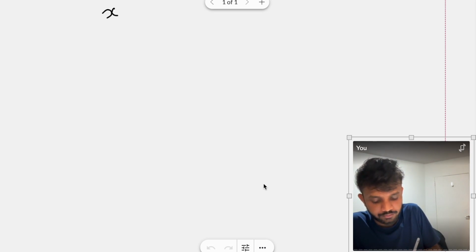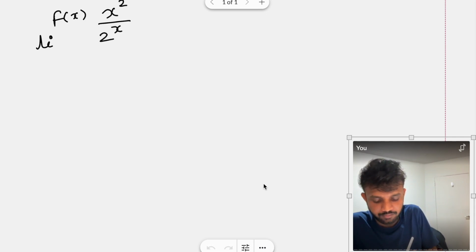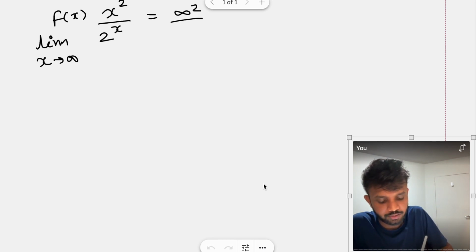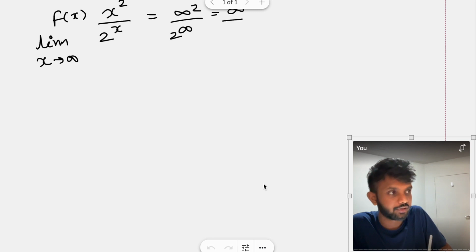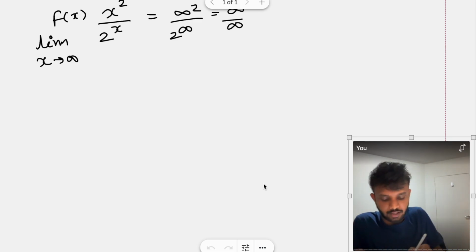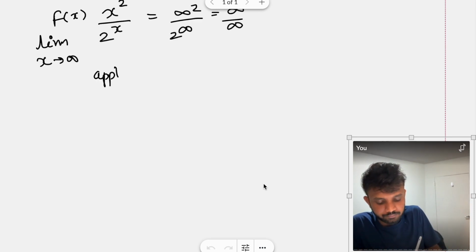x square over 2 to the power x. This is my f(x), right? And I want to find the limit when x tends to infinity, right? So now if I put infinity by direct substitution, this will be infinity square by 2 to the power infinity, so that is infinity over infinity, right? Now I don't know how to solve infinity by infinity, so I can apply the L'Hopital rule, right?